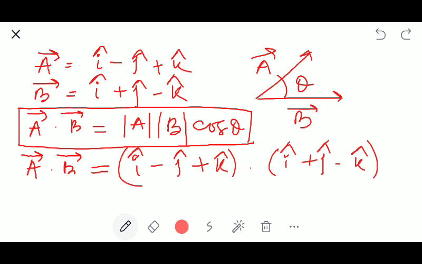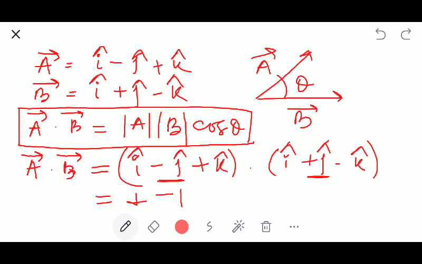Now how to find the dot product, you have already learned from the previous video: I take the coefficient of i cap first. So i cap dot i cap equals 1, right. Minus j cap multiplied by plus j cap means I take only the coefficient of j cap. The coefficient of j cap is minus 1 in the first vector and plus 1 in the second. If I multiply them, that will come as minus 1.